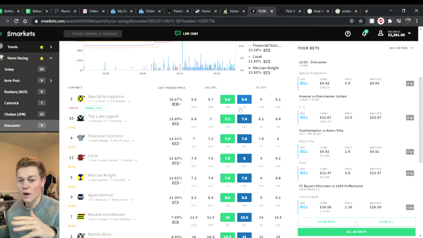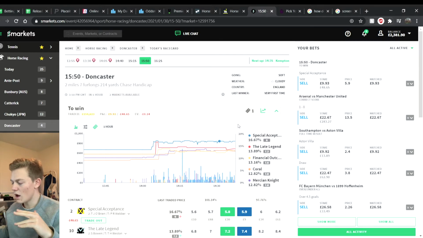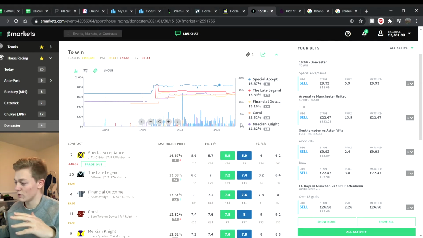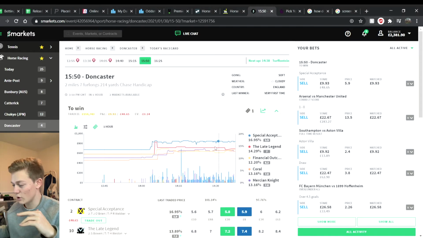So I hope that makes sense. I'll show you an example now of something ticking through. So this is quite a big horse race, 3:50 Doncaster. I know that it probably will tick through because there's a lot of money and liquidity going around on this race, over 150 grand's worth.